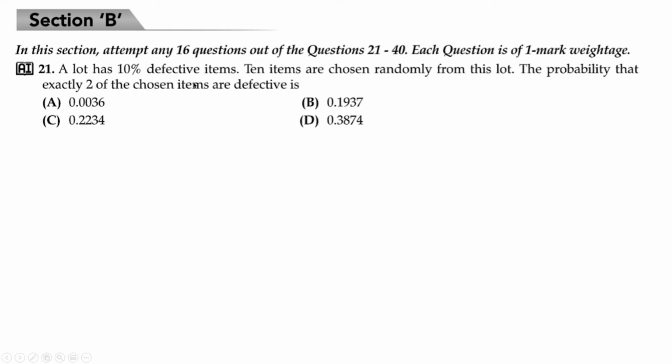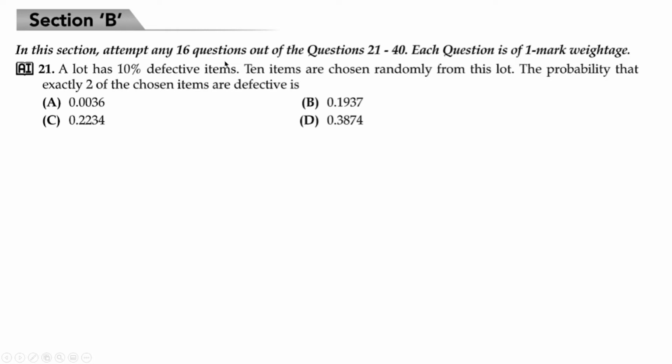A lot has 10% defective items. 10 items are chosen randomly from this lot. The probability that exactly 2 of the chosen items are defective is. So here it is given a lot has 10% defective items and 10 items are randomly chosen from this lot. We need to find the probability that exactly 2 of the chosen items are defective.